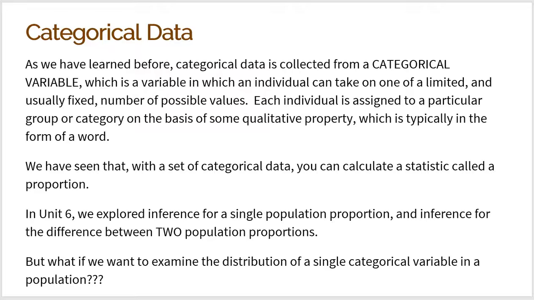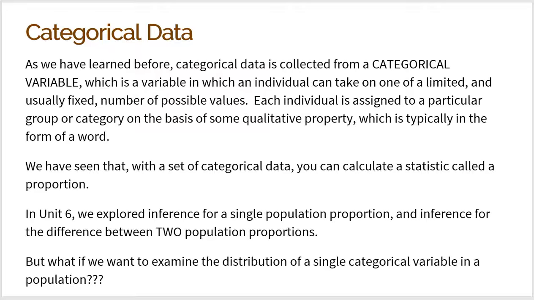So we have seen that with categorical data, you could calculate a statistic called a proportion. For example, you could look at the entire population and say, wow, 20% of people have blue eyes. Or you could look at just a sample of 1,000 people and say, oh, only 14% have blue eyes. But the point is, when you count all of the people that have blue eyes and you divide by the total, that's called a proportion. So in Unit 6, we explored inference for a single population proportion and inference for the difference between two population proportions.